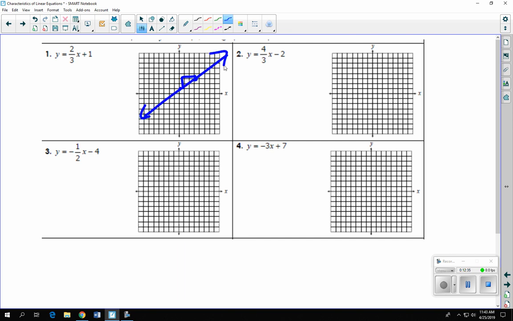I'm going to skip numbers 2 and 4 here, but I am going to go to number 3. I am going to have a negative 4. 1, 2, 3, 4. And then I'm going to drop 1, because there's my negative, and run 2. Again, should look as if you are going downhill.